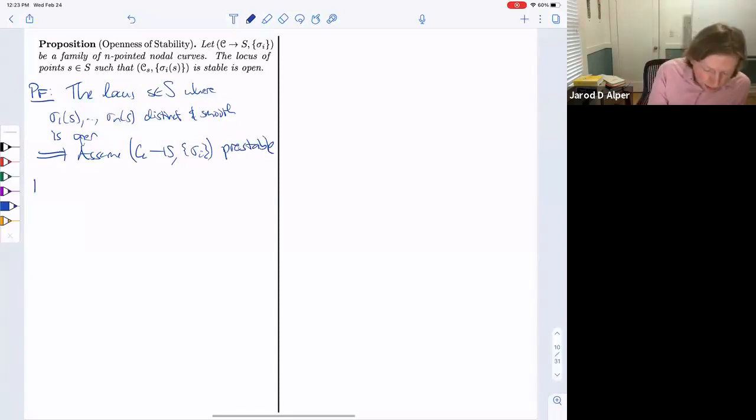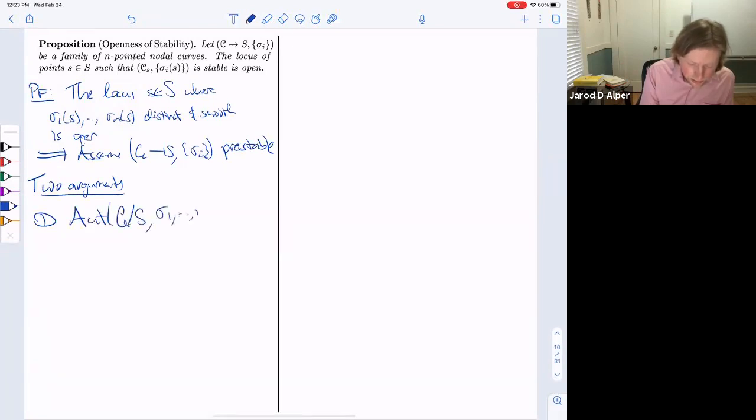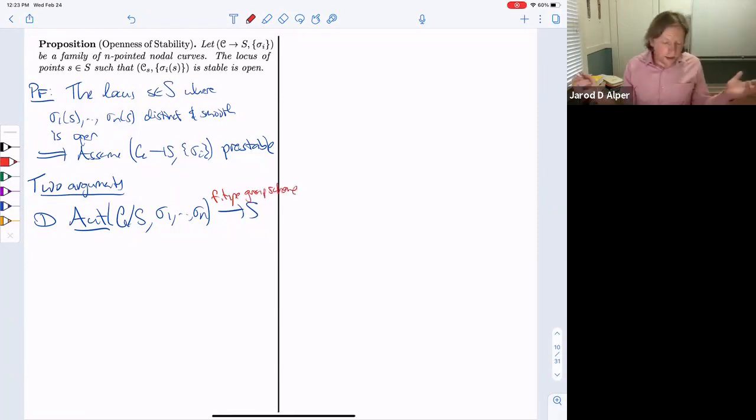And now I'll give two different arguments for why it's open, using two of the characterizations for stability. The first is going to be using the automorphism group. So I take the relative automorphism group of C over S, preserving the sections sigma 1 to sigma n. This is a relative group scheme over S. Here I'm going to use that this is a finite type group scheme, which you need to show. It's a separate argument. I'm going to skip that here.